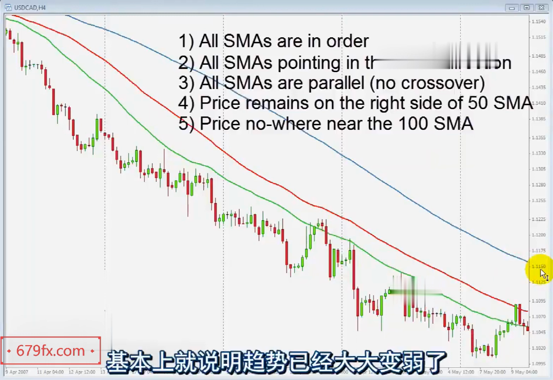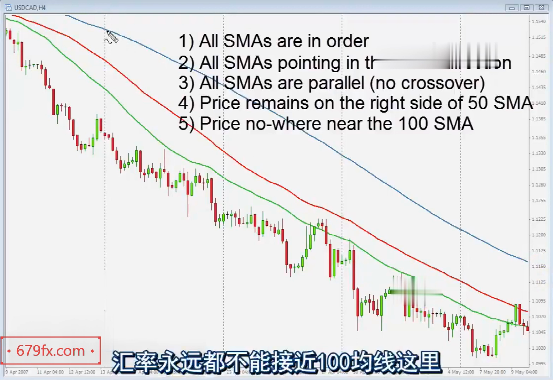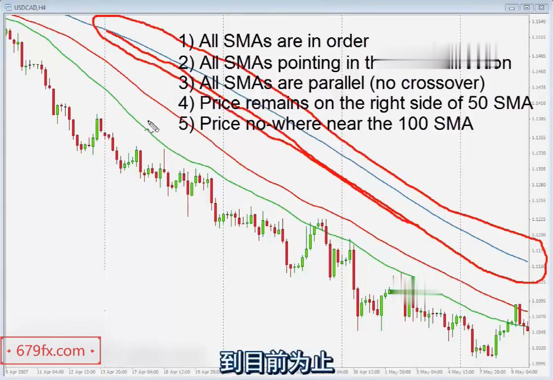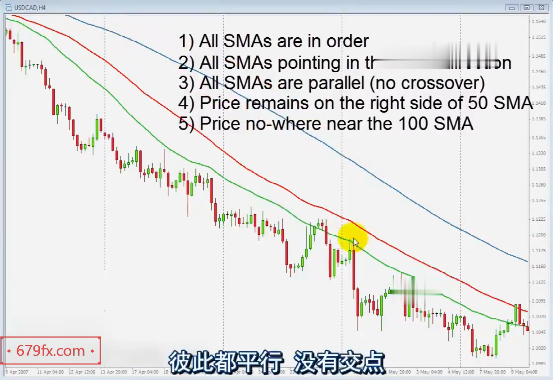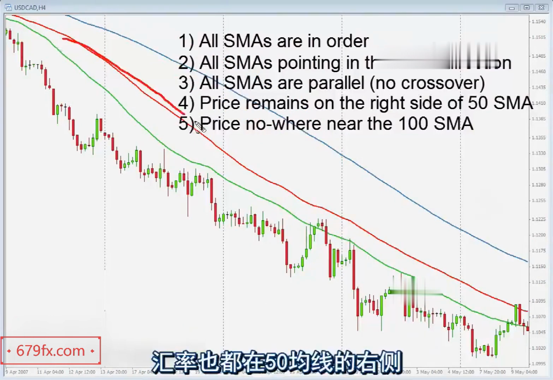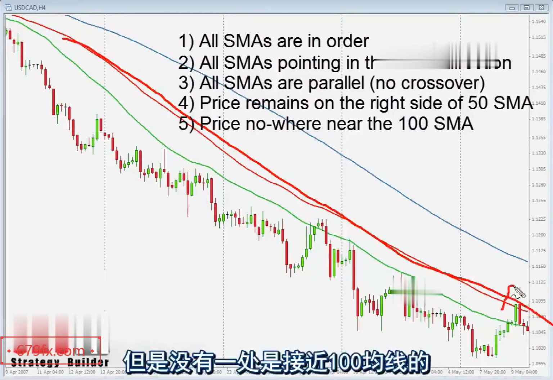So that's why the fifth condition of my system, as far as spotting healthy trends, is that the price never gets around the 100 moving average. So far we have all of them pointing in the same direction, all of them parallel, no crossover, all the moving averages in order, price remaining on the right side of the 50, and even if we might breach a little bit above the 50 for a moment, never to the point to get in the nearabouts of the 100.